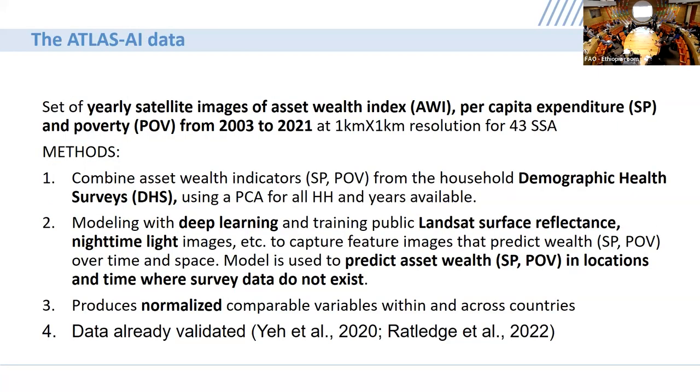Okay, I'm not going to go into the details on Atlas AI, but very briefly, it's a set of three welfare indicators: asset wealth, expenditure, and poverty. That is constructed beginning with survey-based data from the DHS surveys, using a principal component analysis to construct these indicators, then feeding it into a machine learning algorithm that is trained with spatial data relevant to wealth and poverty dynamics. Vivek, correct me if I'm totally misrepresenting. So that allows you to take those survey data and expand outwards to cover space and time where this information is not covered, creating normalized indicators that are comparable within and between countries. And these data have been validated in a couple places already.